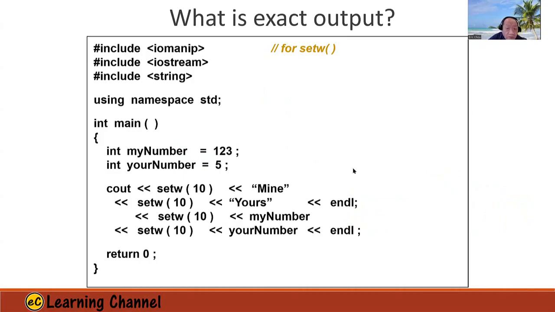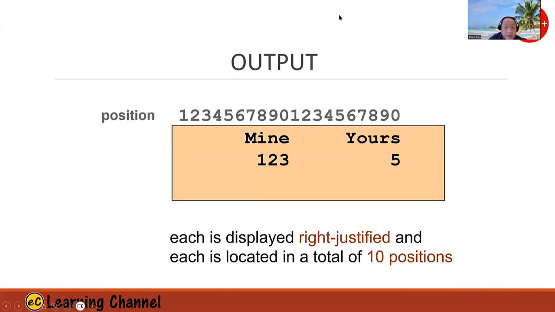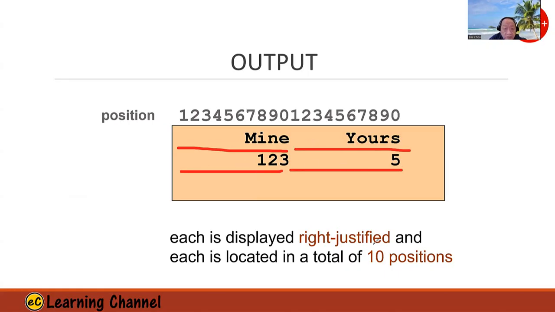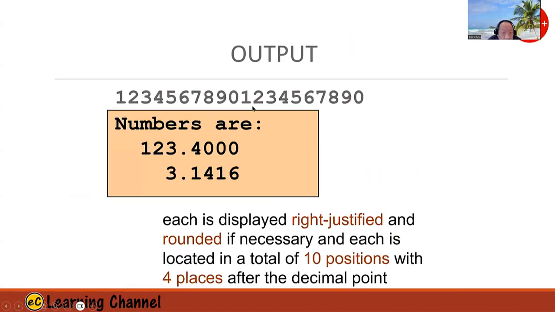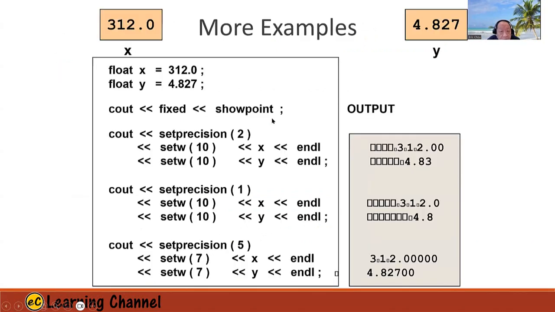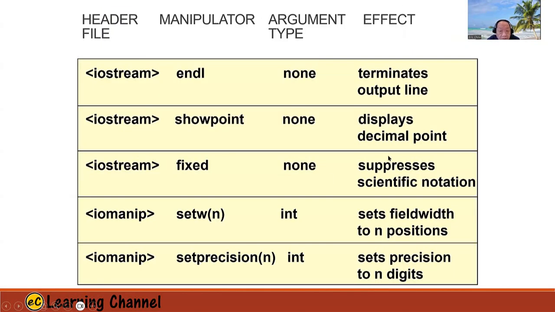I personally like the printf method. You print out like this: a 10-digit string, a 10-digit string, a 10-digit number, a 10-digit number. But printf is easier to use. Anyway, here you have more to work on. With setprecision and setw together, you need to count the number of digits. So endl, showpoint, fixed, setw, setprecision, we already talked about.